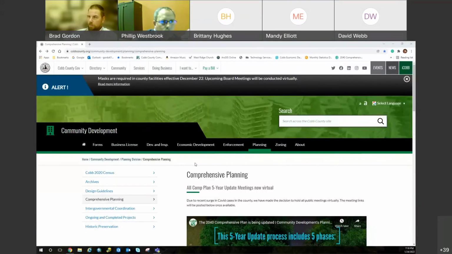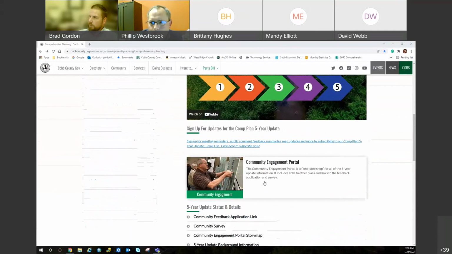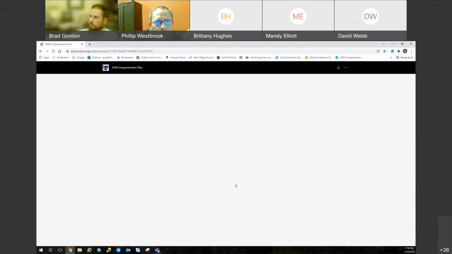Okay, hopefully everybody can see my screen. This is our comprehensive planning webpage, and we've got a number of different resources here. If you scroll down about halfway, we've got our community engagement portal. This is what we're going to focus on tonight. The community survey is down here, but it's also embedded into this engagement portal. So we'll click on that.